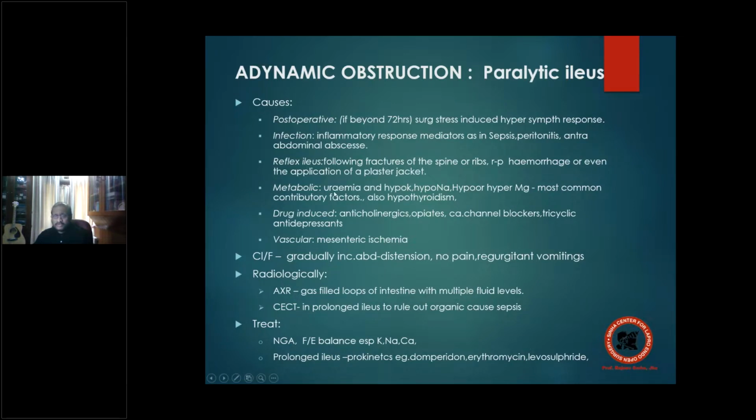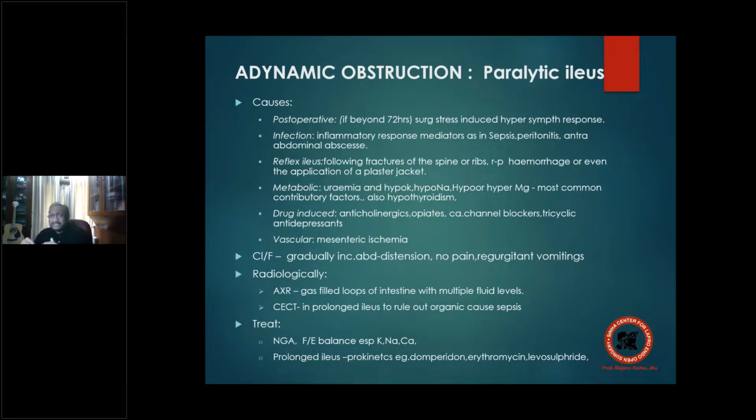The most common contributory factor to all of these could be hypothyroidism. Drug-induced: anticholinergics, opiates, calcium channel blockers, tricyclic antidepressants. In patients on antidepressants, one of the very common groups of patients who come to us with chronic constipation, you take a proper history, they will almost always give a history of taking antidepressants, a sizable population. So patients using anticholinergic or tricyclic antidepressants are very commonly presenting with paralytic ileus. A vascular cause could be there, namely mesenteric ischemia.